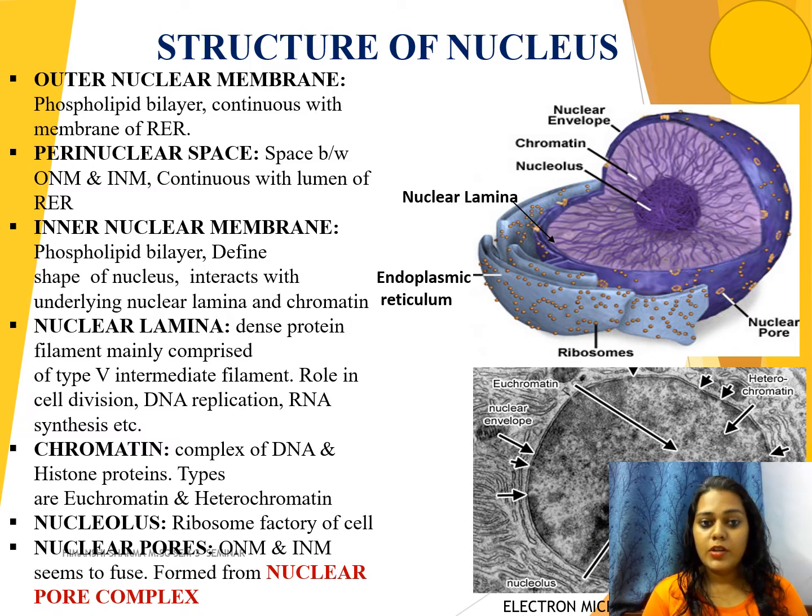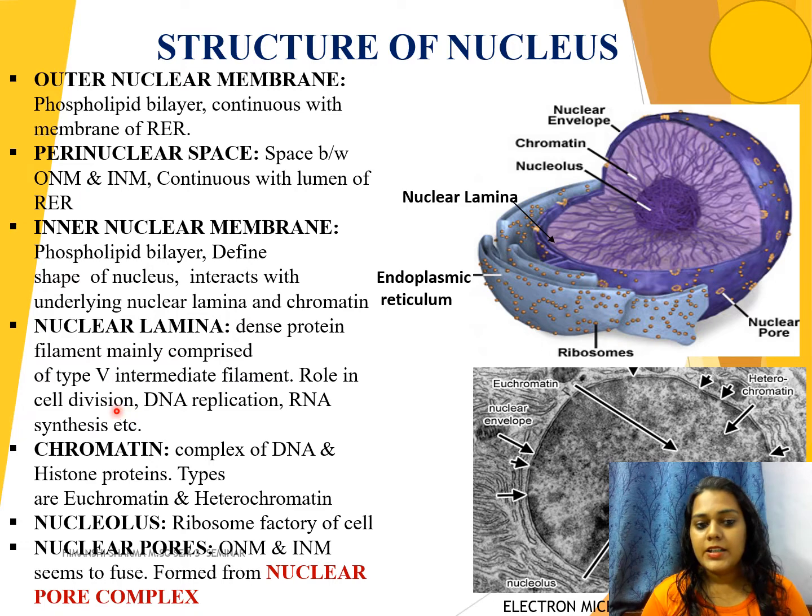The outer nuclear membrane is a phospholipid bilayer and it is continuous with the rough endoplasmic reticulum. Perinuclear space is the space between the outer nuclear membrane and inner nuclear membrane and it is continuous with the lumen of the rough endoplasmic reticulum. The inner nuclear membrane defines the shape of the nucleus and it interacts with the nuclear lamina and chromatin.